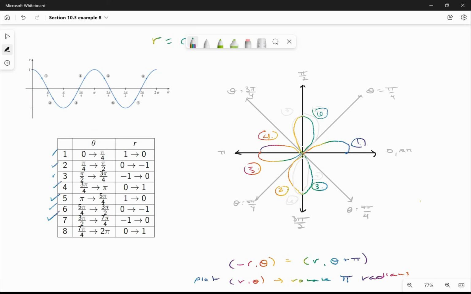We're positive, so we don't have to do this conversion. So 7 pi over 4 to 2 pi is this region here, this little wedge, and r going from 0 to 1. We're going to start here at the origin and go up to 1, and we see we're right back to where we started, right? So by the periodicity of cosine, we know that if we were to continue to graph more values of theta, this pattern would just continue, right? So that's the whole graph, and we call it a 4-leaf rose. And yep, that's it.